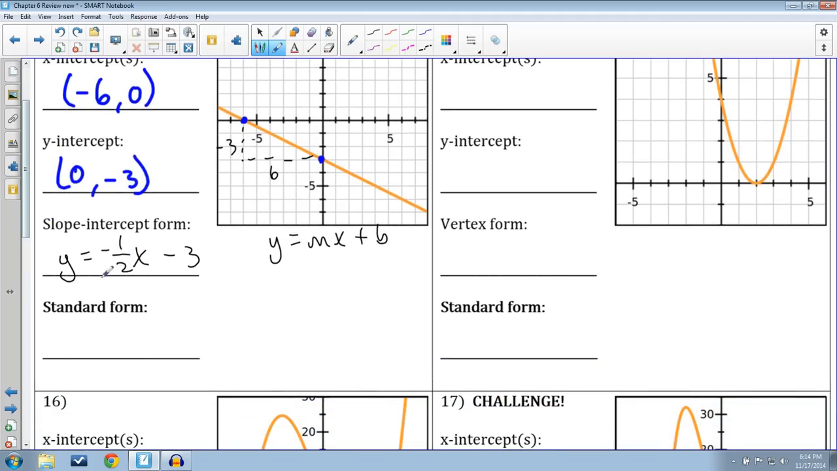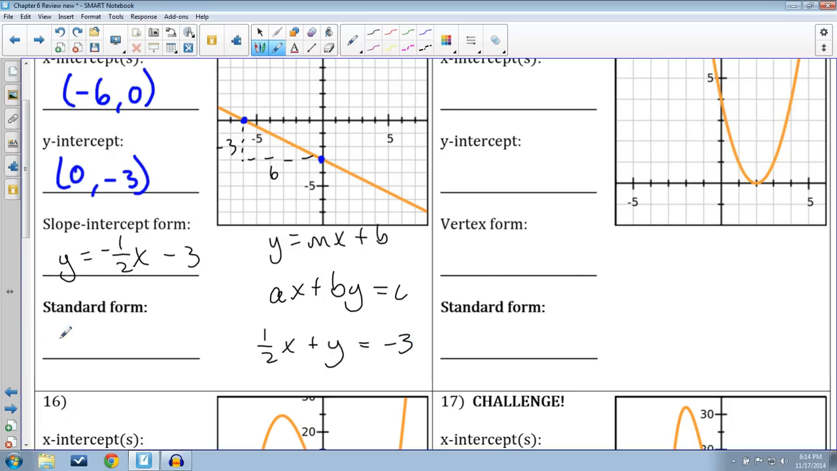Slope-intercept form? Standard form. The way I do standard form is ax plus by equals c. Having the constant on one side, your x and your y on the other side. No fractions, and hopefully a positive a value. Let's add 1/2 x over to the other side. No fractions, so multiply both sides by 2.